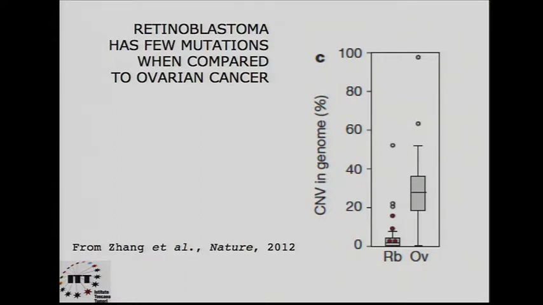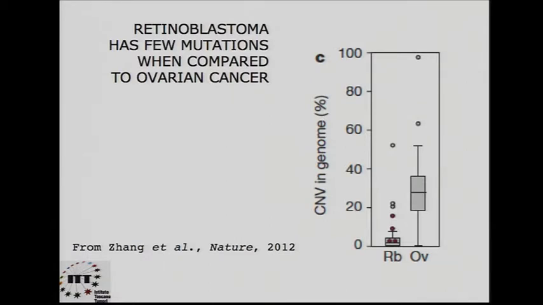This has also vindicated what I said before about numbers. Many people find it, understandably, all of us find it intriguing, confusing, and a challenge to bioinformatics that too many mutations are found all the time. However, let me show you just this one example, retinoblastoma and ovarian cancer. And these are just the copy number variations, but it's symbolic of most mutations. A lot of mutations, very few mutations.